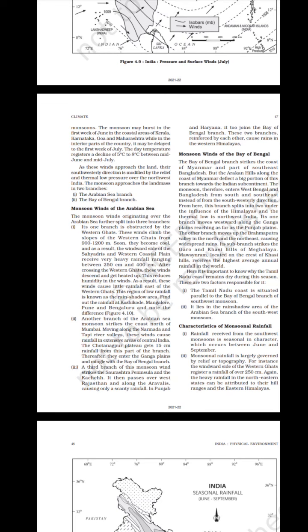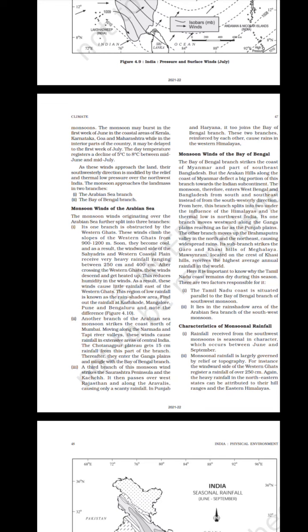Monsoon winds of the Arabian Sea. The monsoon winds originating over the Arabian Sea further split into three branches. One branch is obstructed by the Western Ghats. These winds climb the slopes of the Western Ghats, from 900 to 1200 meters.